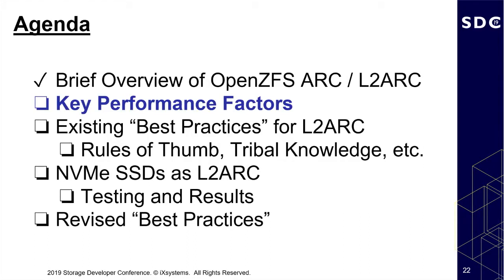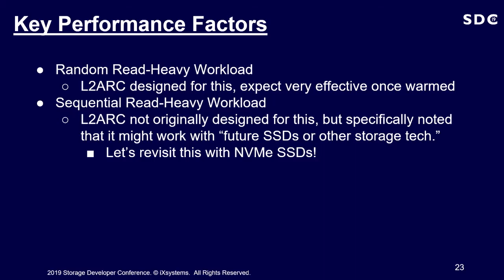All right, so let's talk about some key performance factors, because the first step is really understanding the architecture. So what's a random read-heavy workload going to look like on this? Well, L2ARC is actually designed for this. Brent and Greg put L2ARC in ZFS in 1996. And all of his comments in the ARC.c and a lot of his blog posts and some of the papers that he wrote about it, it is designed for being a random read-heavy cache. So we expect it to be very good.